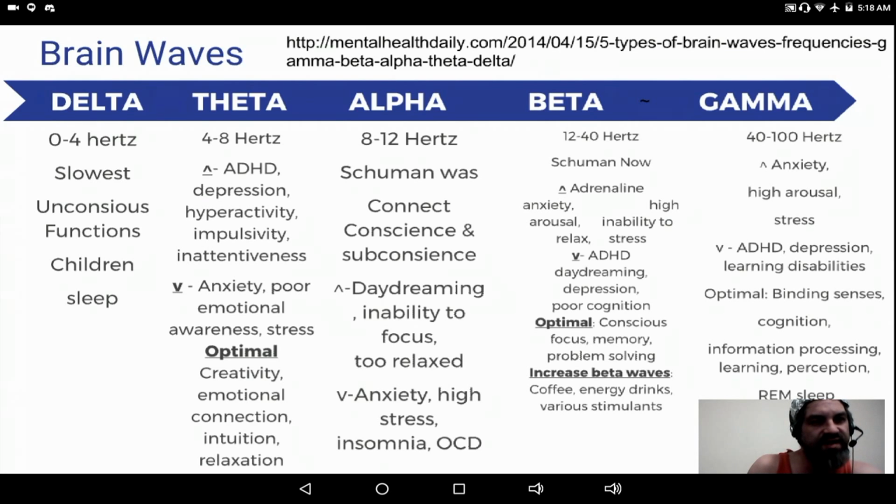Optimally would be binding the senses, cognition, information processing, learning, and perception. I've also got down here that during meditation is when we would find our highest gamma waves, ironically and interestingly enough. So, now that we've learned this little bit of information, let's see if we can't connect it a little bit.